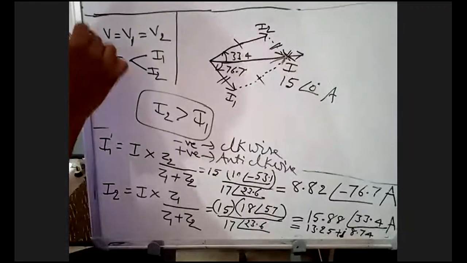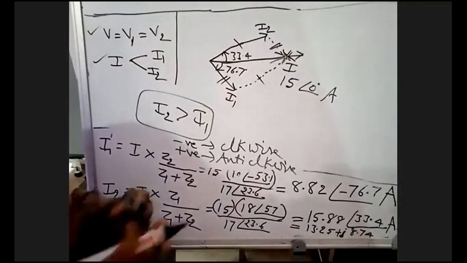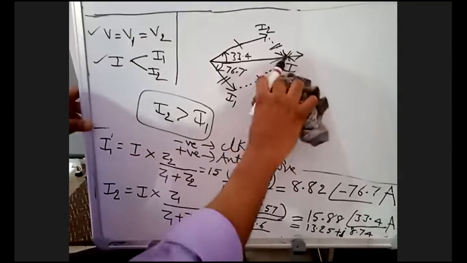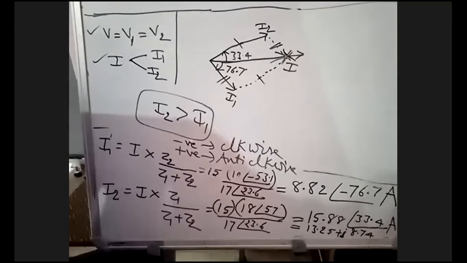Now I am drawing V. Current is completed. Now go for V. For voltage, what is the magnitude? 158. What is the angle for the voltage we have calculated? Minus 19.7.